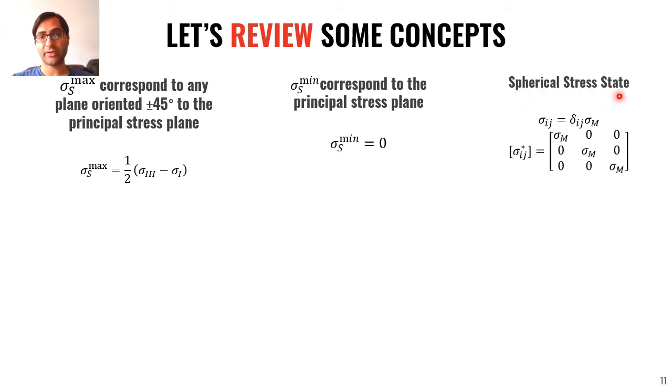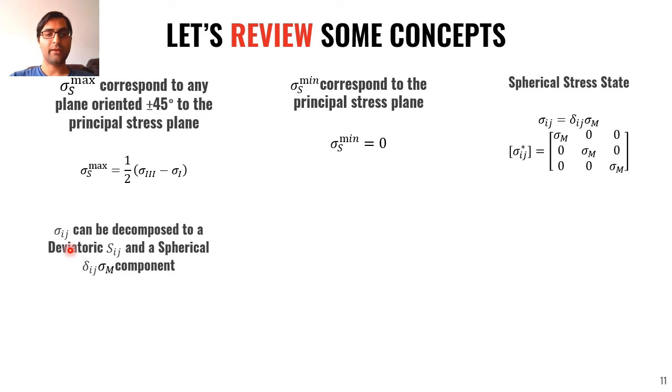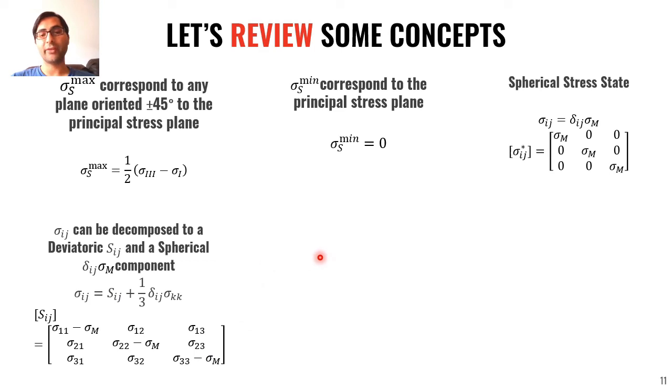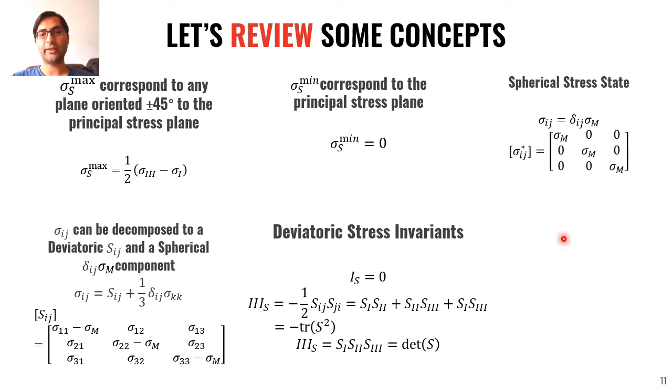Then we talked about the spherical stress states. It's basically equal to the stress state with all of the off-diagonal elements being 0 and the diagonal elements equal to a mean value. And we noticed that every stress tensor can be decomposed to a deviatoric and a spherical component like this. For a deviatoric stress tensor, the invariants are reduced to this form. And finally, the characteristic equation is simplified to this form without the S squared term, because the first invariant is 0.